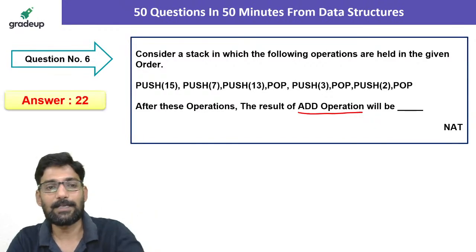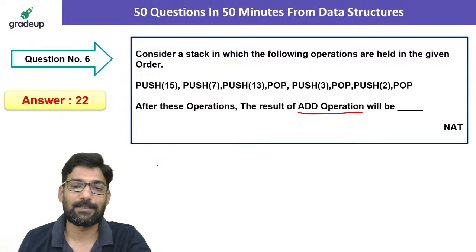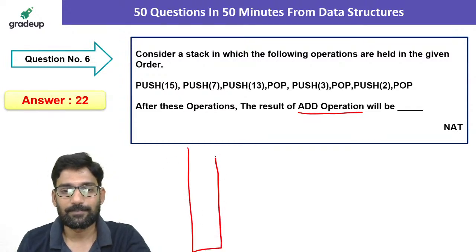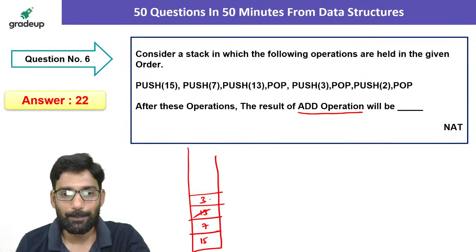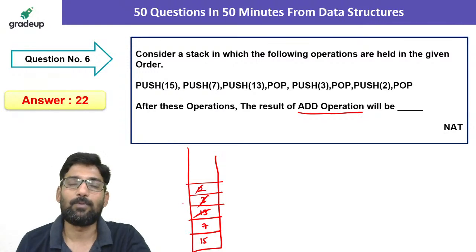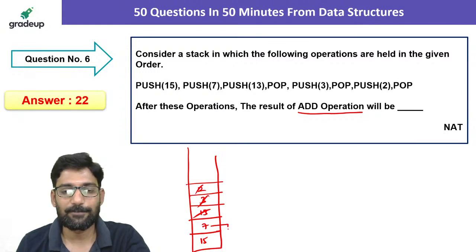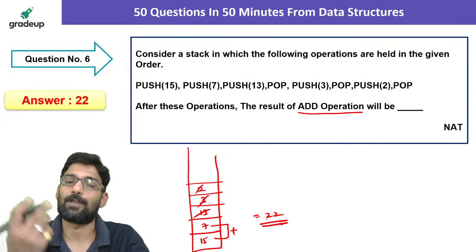Let's see, the right answer is 22. Yes. So what are we pushing? First 15, then 7, then 13, then pop, then 3, then pop, then 2, then pop. Now what is there on the top of the stack? 7 and 15. When you do addition, that will be 22, of course.